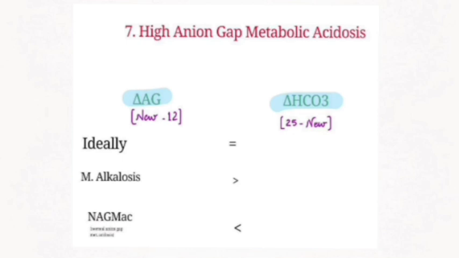Ideally, change in anion gap should be equal to change in HCO3. If the change in anion gap is more than change in HCO3, the high anion gap metabolic acidosis is associated with metabolic alkalosis. If the change in anion gap is less, then high anion gap metabolic acidosis is associated with normal anion gap metabolic acidosis. We'll look at a question to understand better.